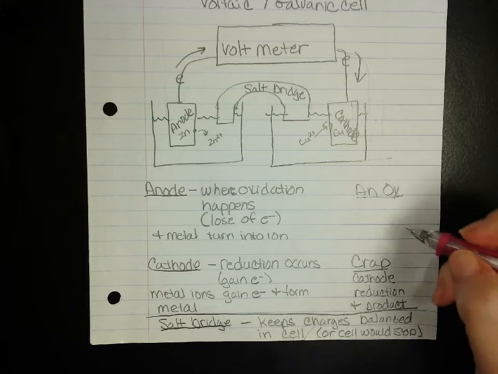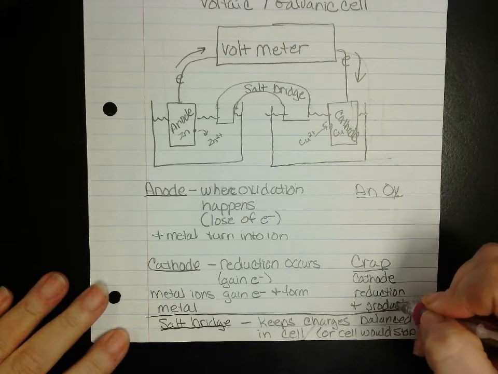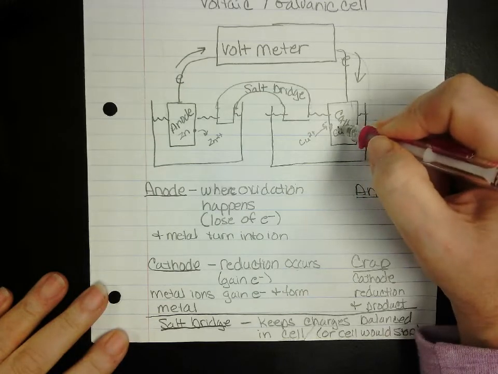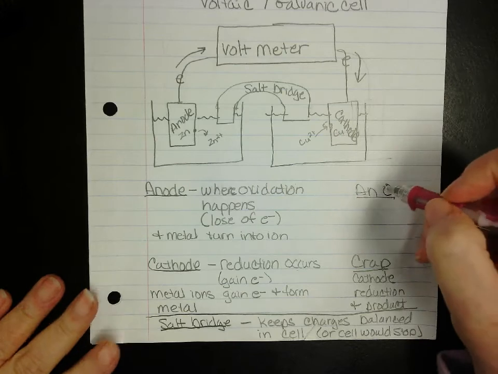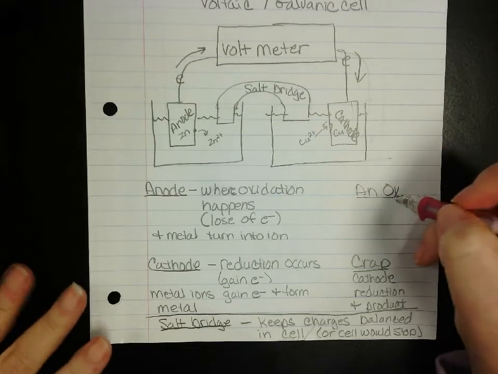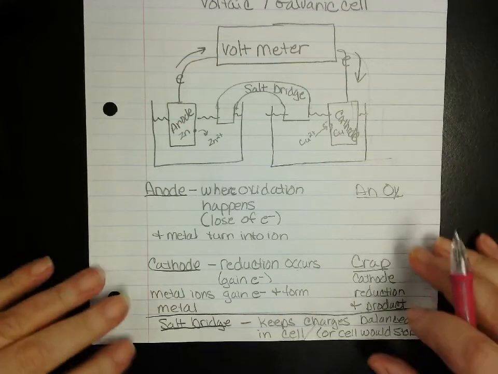And I like to remember this as CRAP. Cathode, reduction, and product. Here I'm making that solid product on this cathode. An ox and oxidation. Okay, so an ox makes CRAP. You can remember it that way.